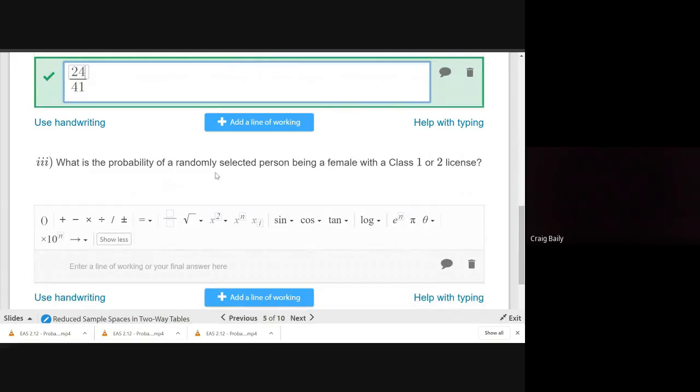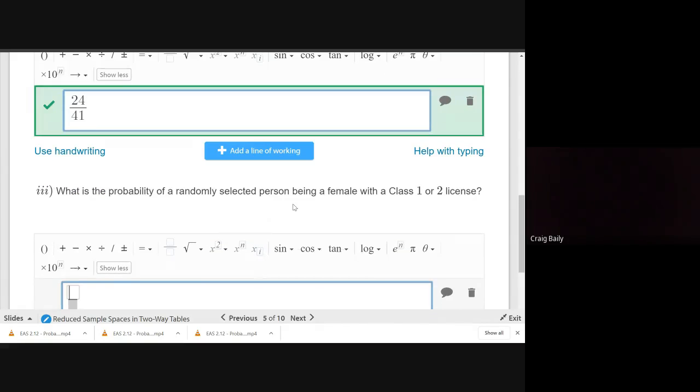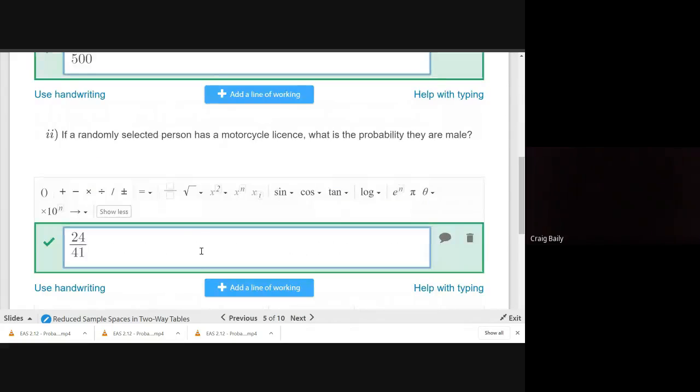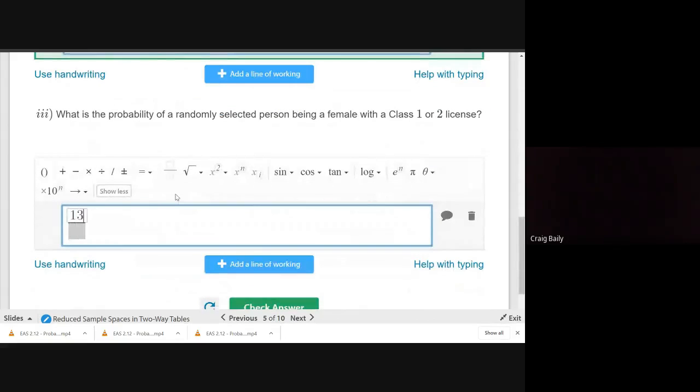Okay, randomly selected person being a female with a Class 1 or Class 2. From previous lessons, you know the word or means that I should be adding my probabilities together. So randomly selected person being a female, the Class 1 or a Class 2 license. So 134 out of 500 is that first probability. 134 over 500. And we know that the word or means we need to add the probabilities.